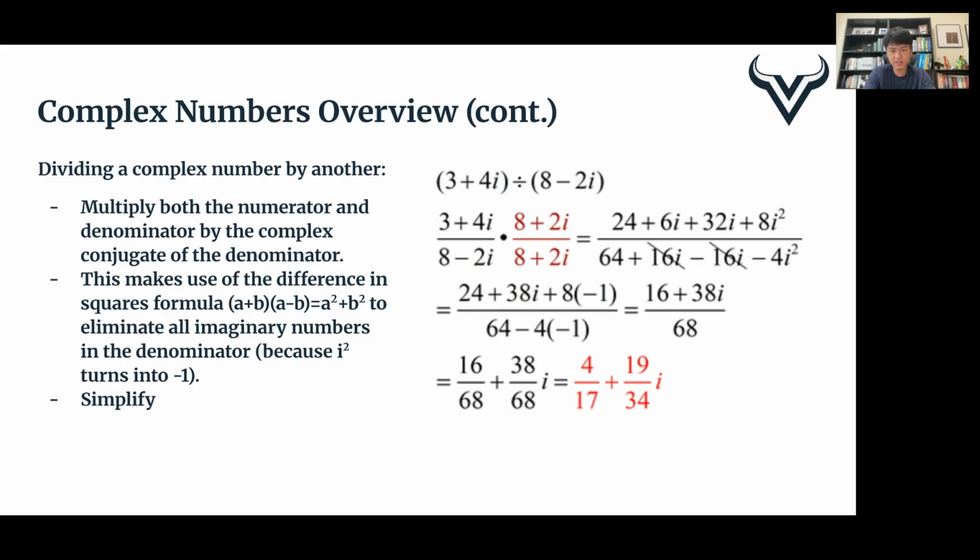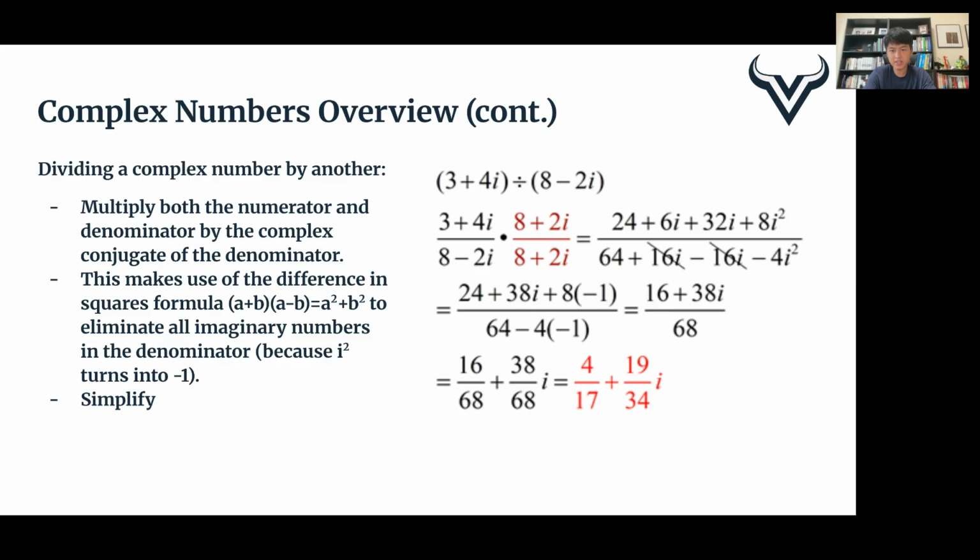Dividing complex numbers is more complicated, but it's pretty simple to understand. When you divide, you first multiply both the numerator and the denominator by the complex conjugate of the denominator. This makes use of the difference of squares formula, which is (a plus b) times (a minus b) equals a squared minus b squared, to eliminate all of the imaginary numbers in the denominator, because i squared will turn into -1. Then all that's left is to simplify, and you should end up with a regular complex number.